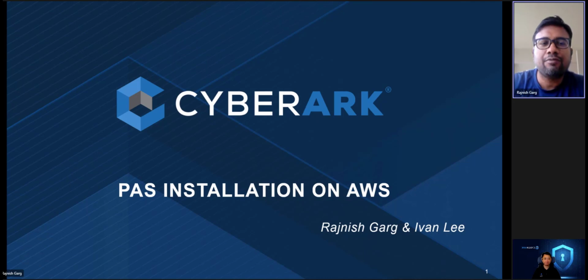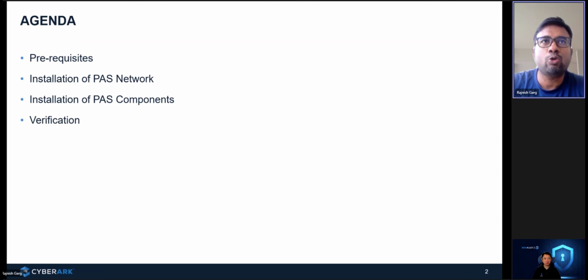So today me and Ivan will be showing you how to deploy the CyberArk PAM solution onto AWS. This is the brief agenda we have put together. We will be talking about the prerequisites, what is required. Then we will be jumping onto the installation step. The installation step comprises two different steps. The first step, we will be talking about the network installation, and then we will be jumping on to all the CyberArk components installation. Last but not the least, we will be doing the verification as well.